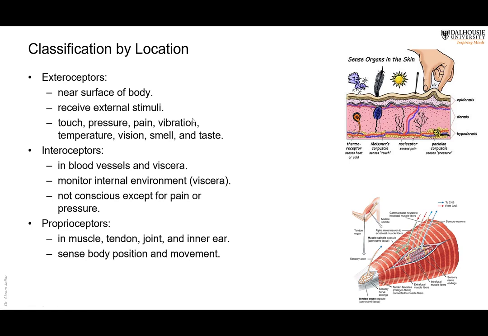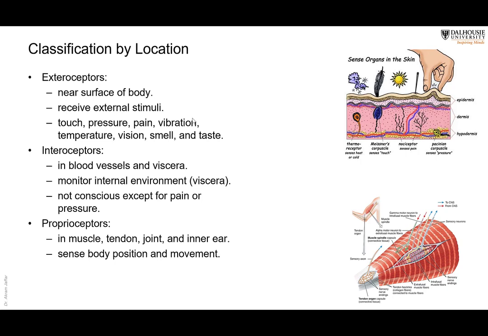According to the location, we have exteroceptors, which are close to the surface of the body, and you will find that a lot of them are present in the skin. We have studied the integumentary system, but we have deferred the study of these receptors in the skin to the nervous system. So today you need to refresh your memory about the skin as well. They receive external stimuli, like touch, as I said, pressure, pain, vibration. And exteroceptors also include vision and smell and taste. But the receptors for touch, pressure, pain, vibration, and temperature are all present in the skin.